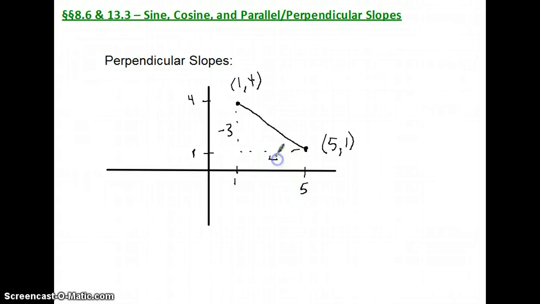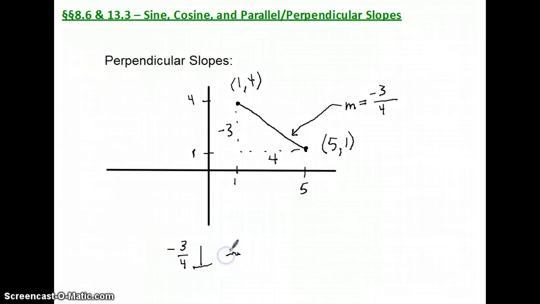So the run is 4. I'll say the slope of this line, of course they always use m for some reason, is rise over run. So the slope of this is -3/4. Great. What I was just saying in the previous document was that if I have a slope of -3/4, to be perpendicular to another slope, that other slope has to be the opposite reciprocal of 3/4.